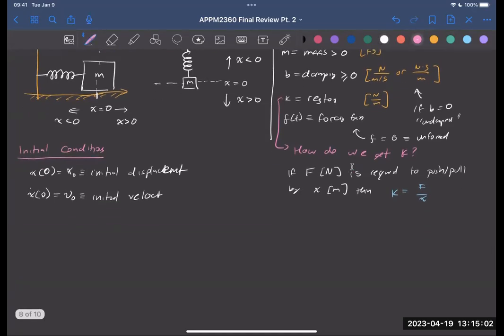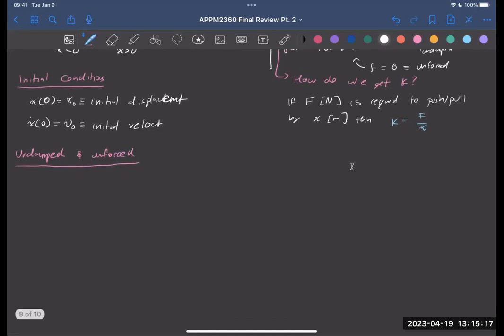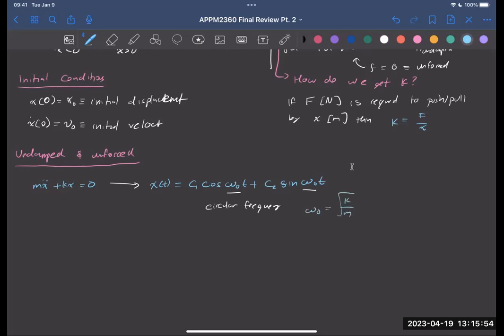Cool. Let's talk a little bit more about this scenario, undamped and unforced. In this case, our equation will be simplified to m x double dot plus k x is equal to 0. And solutions to this will take the form x of t is equal to c1 times cosine of omega naught t plus c2 times sine of omega naught t. And here this omega naught is a quantity that we call the circular frequency. So omega naught is equal to the square root of k over m.